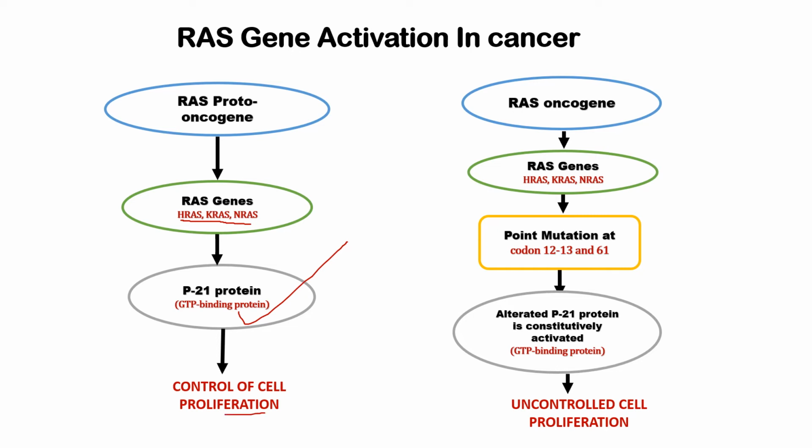In cancerous cells, these RAS genes also get mutated. The point mutation occurs at codons 12, 13 and 61, which alters the P21 protein so that it is constitutively activated, and that ultimately leads to uncontrolled cell proliferation.